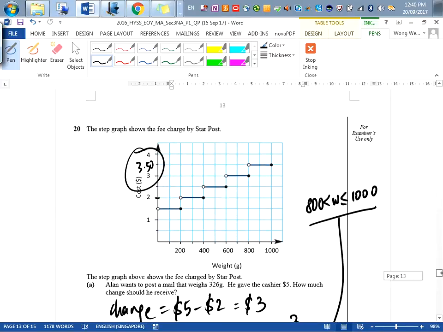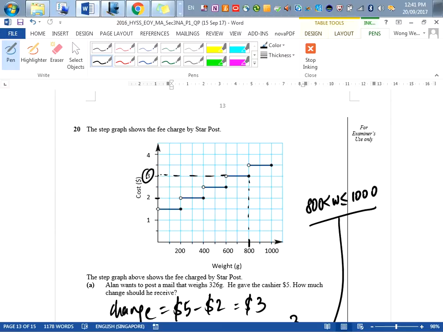What's your question? This dot you mean? Why? Okay, so Yankun is asking, why can't it be 800? If it weighs 800, then what is the value I should be reading? $3, right? How much did this person pay? How much did the person pay? 350. So can I select 800 or not?